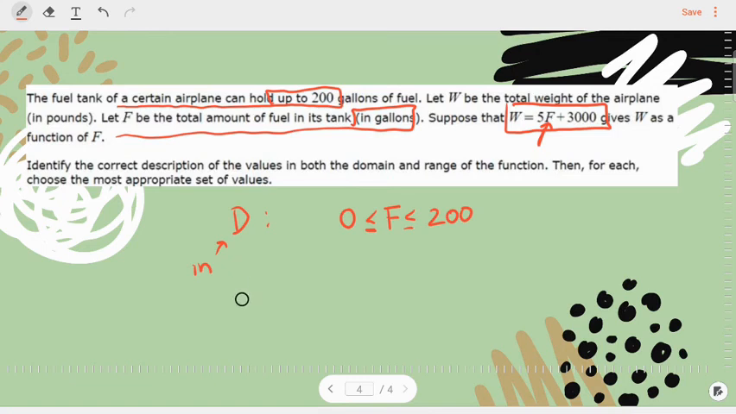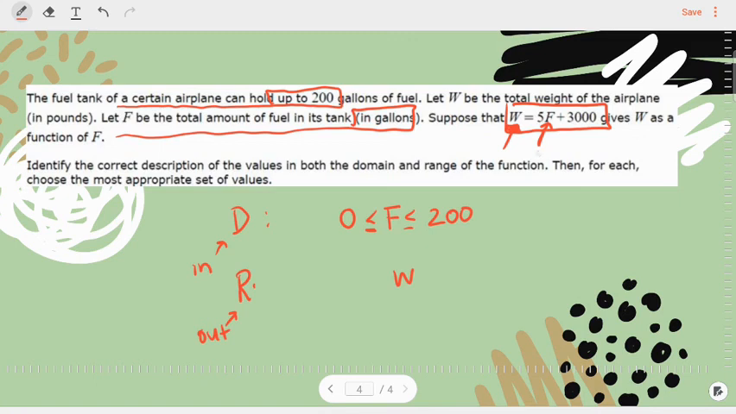Now let's look at our range inequality. Remember, that is my output. So what variable stands for my output? Whatever my equation rule is equal to. So I'm going to use the variable W. And how do I find the minimum and the maximum? Well, I'm going to have to refer to my domain, my input. What is the minimum amount of fuel I can have? What's the maximum amount of fuel that I can have? And that's going to help me determine the weight, which is what W stands for.